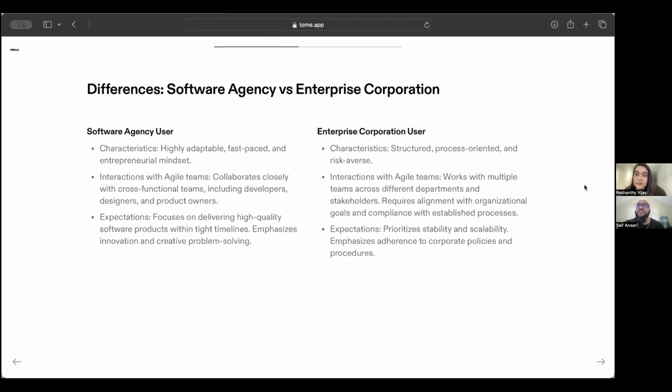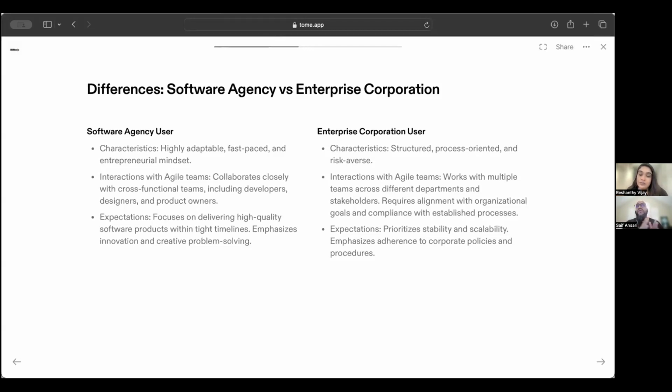So software agencies, for the most part, are smaller, boutique, extremely fast-paced. You have client exposure. There is an enormous amount of pressure. You're wearing multiple hats. Now, this is something that might just be for you, or it may not be something for you.